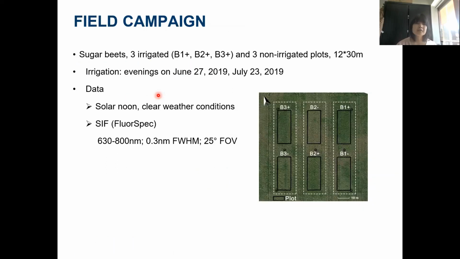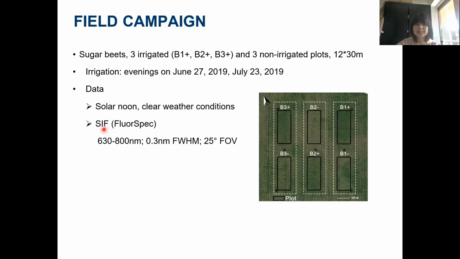This is the methodology part. We conducted the field campaign in a sugar beet field. We had 3 irrigated plots and 3 non-irrigated plots as control plots. And we gave irrigation in the evenings on June 27 and July 23rd. So we acquired the data around solar noon under clear weather conditions on June 27, before irrigation, and June 28, also on July 23 and July 24th.